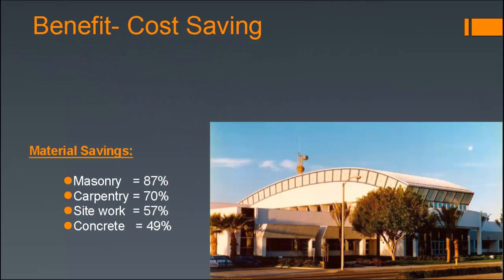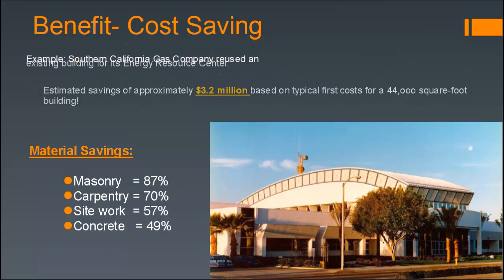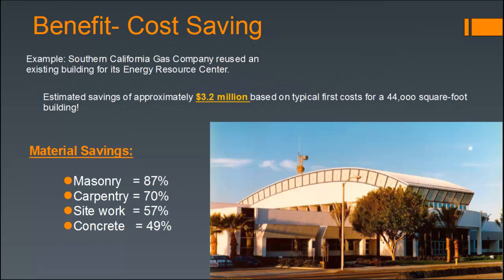Reusing building materials has good economic sense. Here's a case study from Southern California Gas Company, who reused an existing building for its energy resource center. The estimated savings of approximately $3.2 million based on first cost for a 44,000 square foot building came from reusing 87% of the masonry, 70% of the carpentry, 57% of the site work, and 49% of the concrete. And remember, you can use these in different ways. If you're demoing concrete, you can crush it and reuse it for backfill, for example.